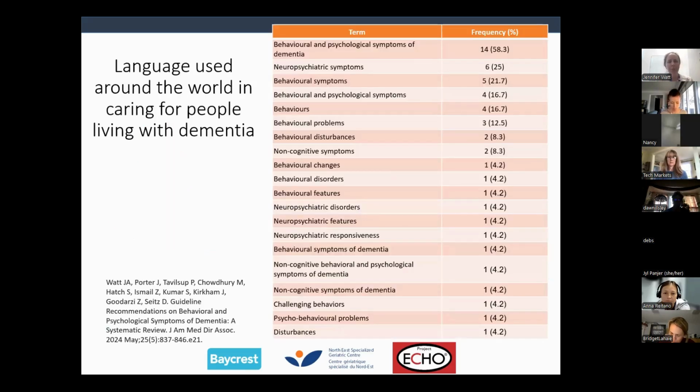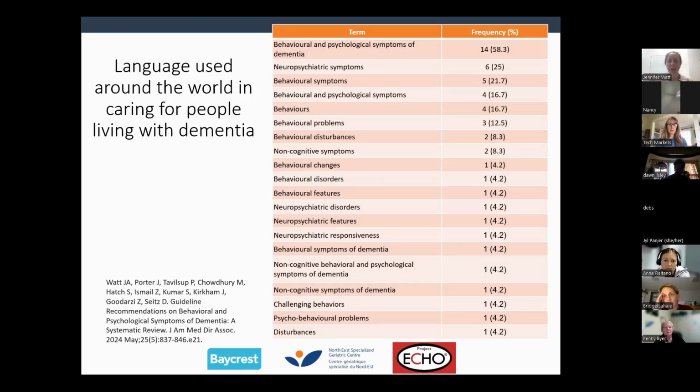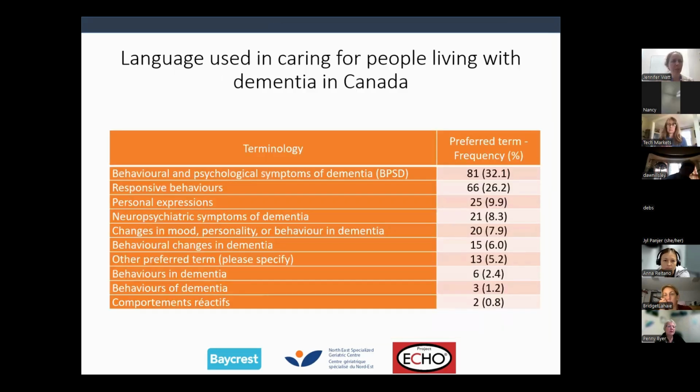So when we want to figure out more about what language we should use for our guideline, but also in implementing the guideline and when we're out there on the front line caring for people with dementia, when we looked at the terms being used around the world, BPSD was the most frequent term being used. But when we did a national survey, what we saw was the terms responsive behaviors and personal expressions coming in second and third. Within Canada, there is more recognition of the use of the person-centered language. And so we thought, that's obviously really important to consider.